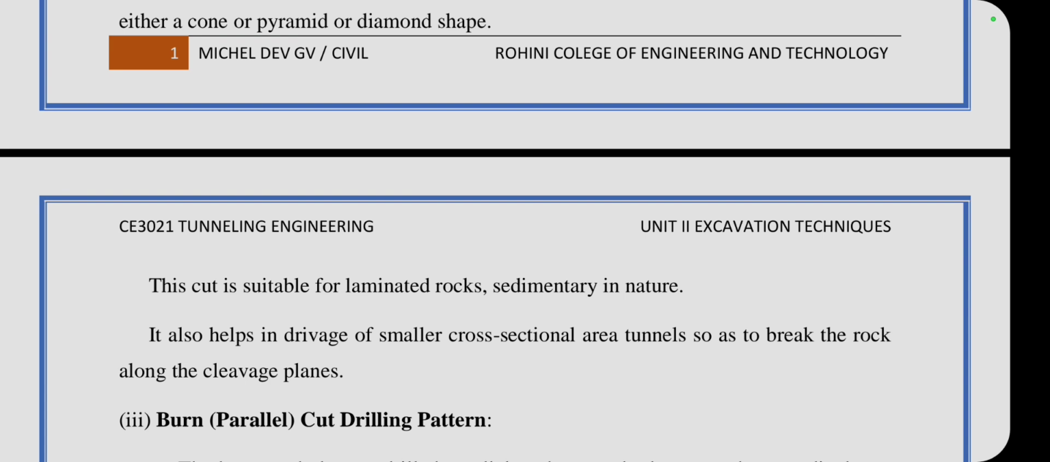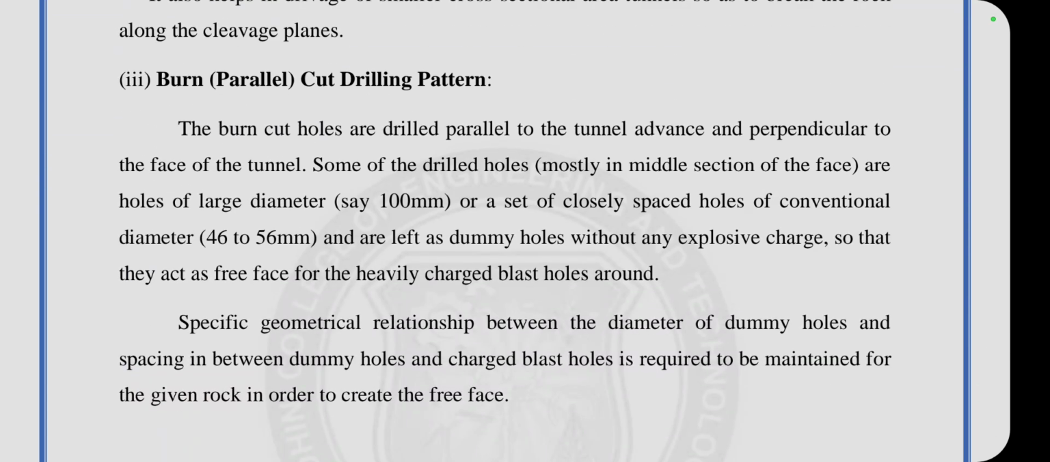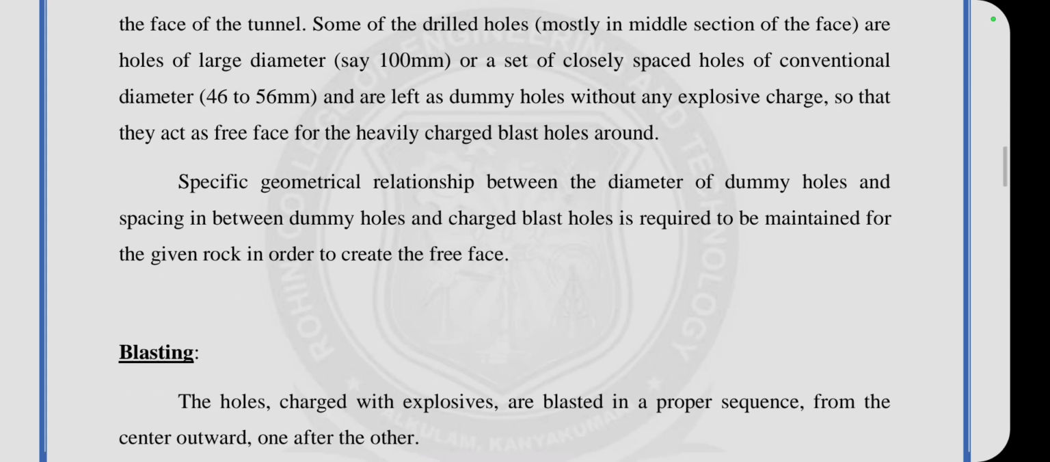along the cleavage planes. The third one, otherwise known as the burn cut drilling pattern. The burn cut holes are drilled parallel to the tunnel advance and perpendicular to the face of the tunnel. Holes of large diameter, say 100 mm, or a set of closely spaced holes of conventional diameter are used. A specific geometrical ratio between the diameter of the dummy holes and the spacing between dummy holes and charged blast holes is required to be maintained for the given rock in order to create the free face.